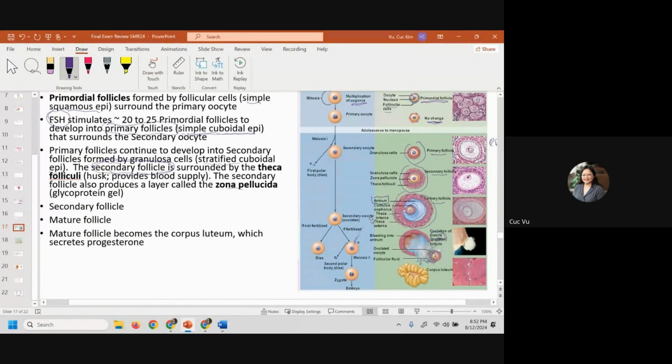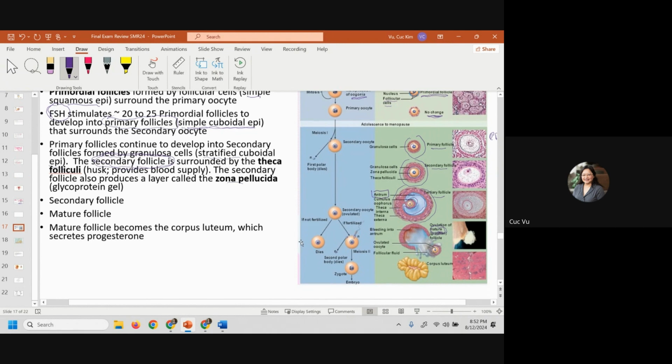So you can see over here on the left-hand side, if fertilization happens, then you finish meiosis 2, and then it becomes a zygote and then an embryo. And if fertilization doesn't happen, it just stays as a secondary oocyte, and that's what's released through menstruation. Okay, questions?